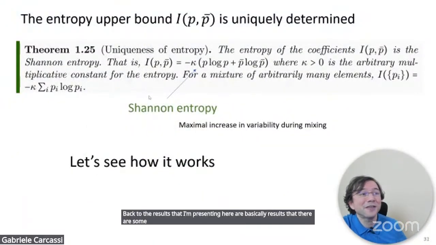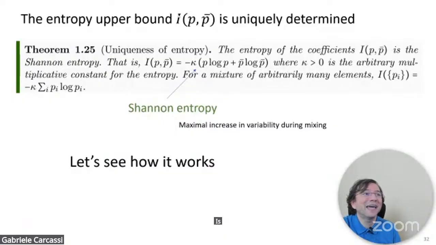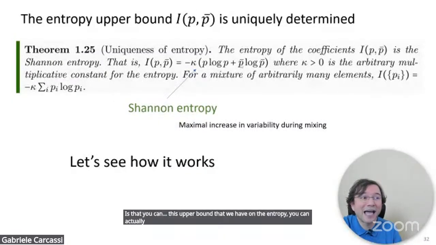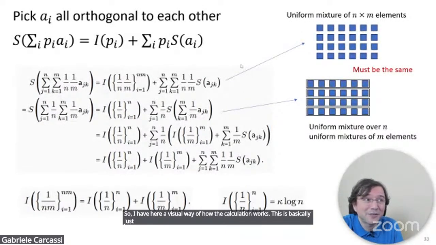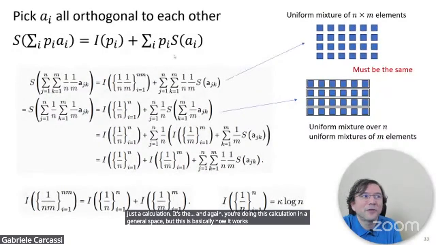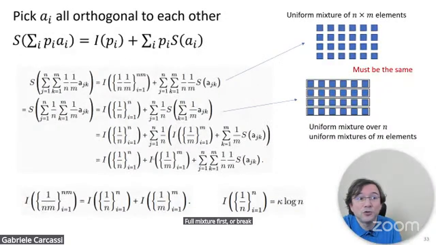So the first thing that you can do is that this upper bound that we have on the entropy, you can actually derive that it's the Shannon entropy. So I have here a visual way of how the calculation works. This is basically just a calculation, and again, you're doing this calculation in a general space, but this is basically how it works. The whole premise is that when you have a mixture of mixtures, you can do a full mixture first or break the mixtures into 2 steps.